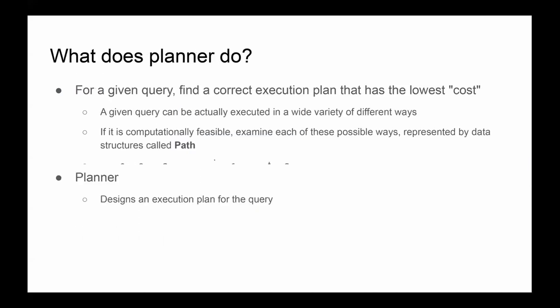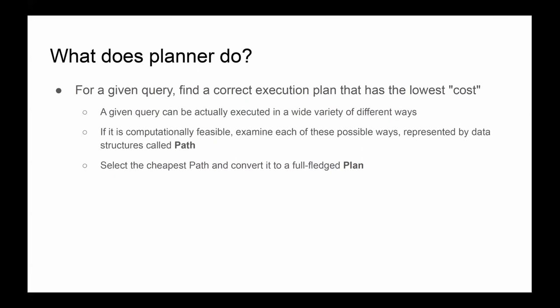So what the planner does is to find a correct execution plan that has the lowest cost for a given query. Actually, for a given query, it can be executed in many different ways. Some may be faster and some may be slower. So if it's computationally feasible, the planner would examine each of these possible ways. Each way is represented by a path data structure. And at the end, the planner would select the cheapest path and convert it to a full-fledged plan.